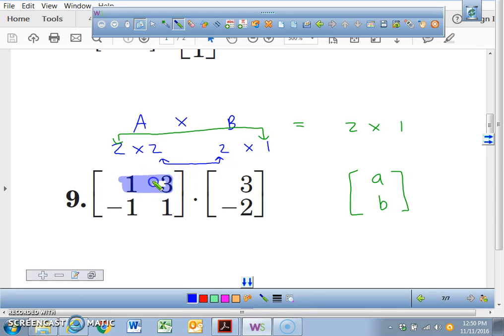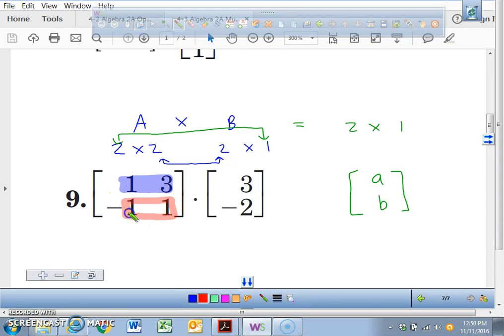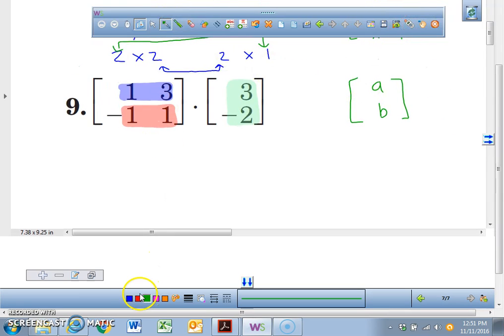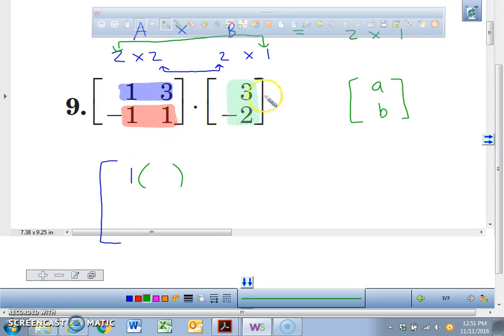Now I'm going to highlight 1, 3 in blue. I'm going to highlight -1, 1 in red. Notice I highlighted the whole row. And this one I'm actually going to be highlighting the whole column in green. So hopefully you guys, as we're doing this, you can kind of see the pattern of how to multiply. So here we go. We're going to start our process. We're going to start with the first number 1. And we're going to multiply that first number with this first number, 3.